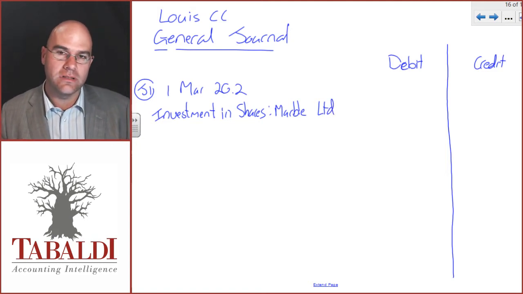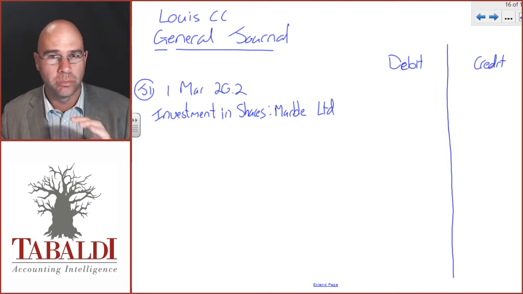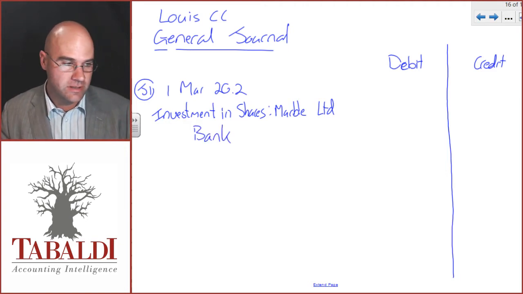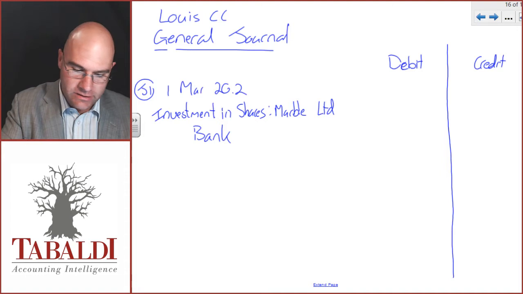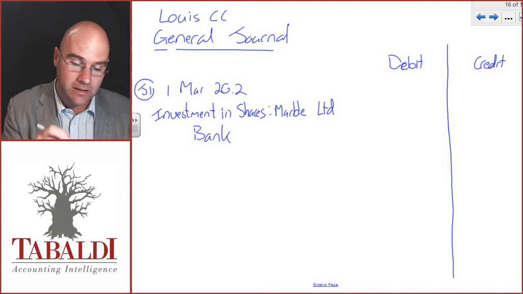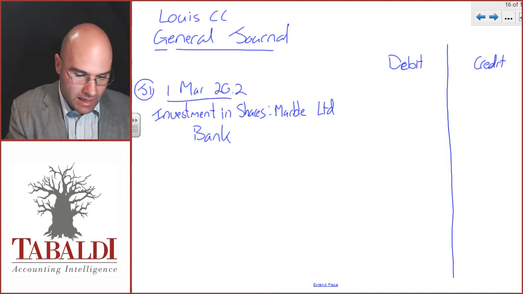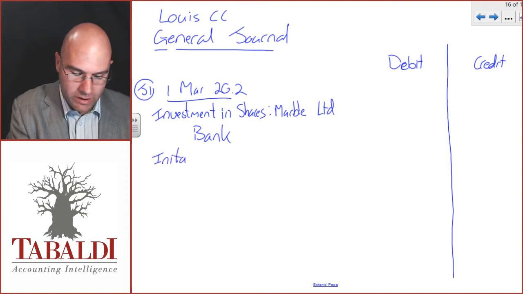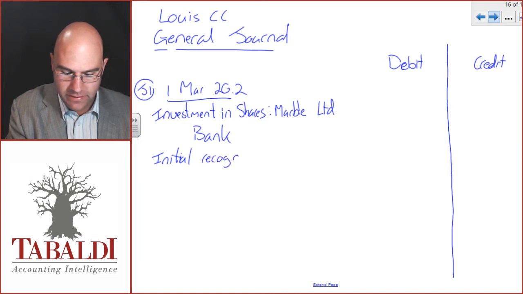You'll see UNISA combines the two journals that I do separately. I like to think of each thought process separately. It works perfectly fine. So I'm going to go credit bank. We will go and look at UNISA's solution after this just so you feel comfortable. And that, ladies and gentlemen, if I put through, I must put through a narration. The narration is just describing what it actually is. Initial recognition of investment.